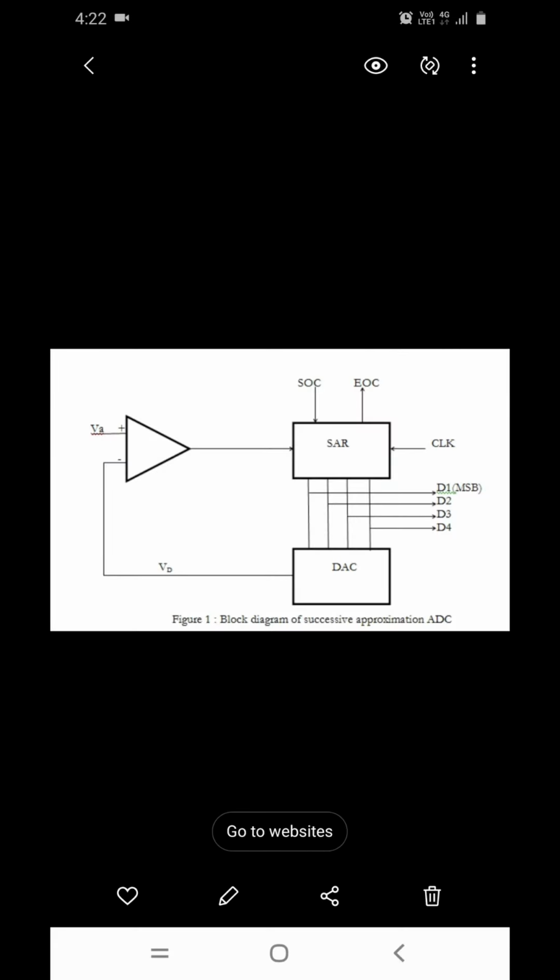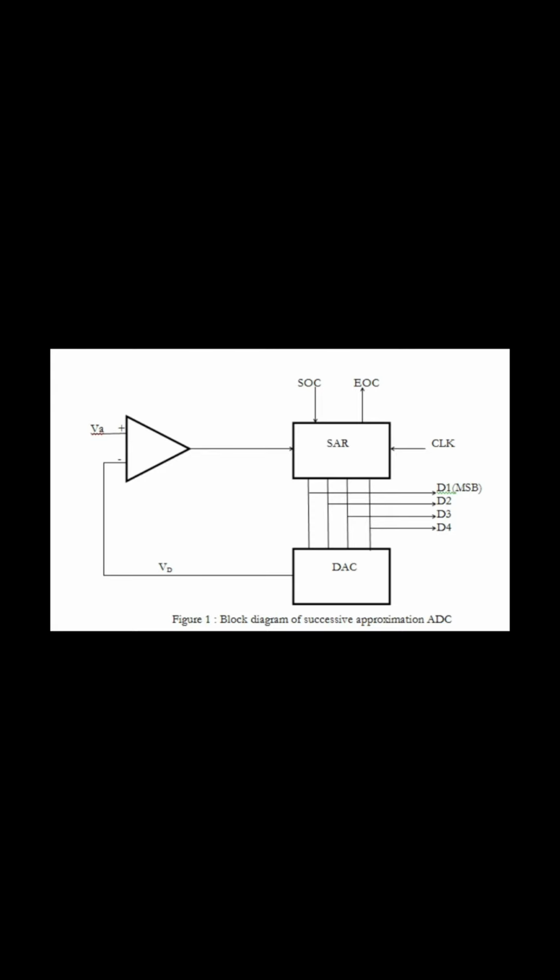So until now we have discussed a 7-bit successive approximation. Let us take an example for 4-bit successive approximation. Here you see the block diagram of a successive approximation ADC for 4 bits. The 4 bits are D1, D2, D3 and D4.